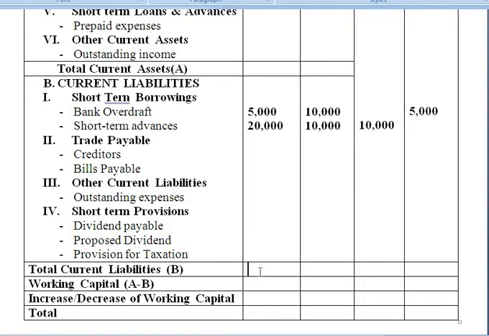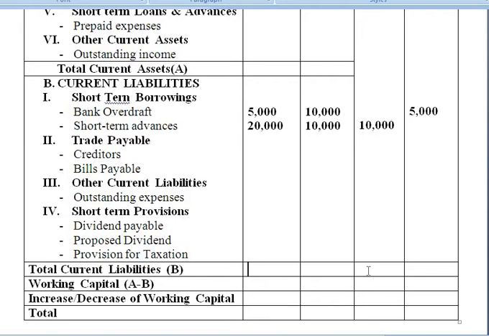Now after finding the total of current assets and current liabilities, we can get the working capital. So working capital is equal to current assets minus current liabilities. Here we'll get to know the working capital. So we can compare opening working capital and closing working capital, and the result we write here, whether there is an increase or decrease in working capital. And in the last row we have to make the total of all four columns.